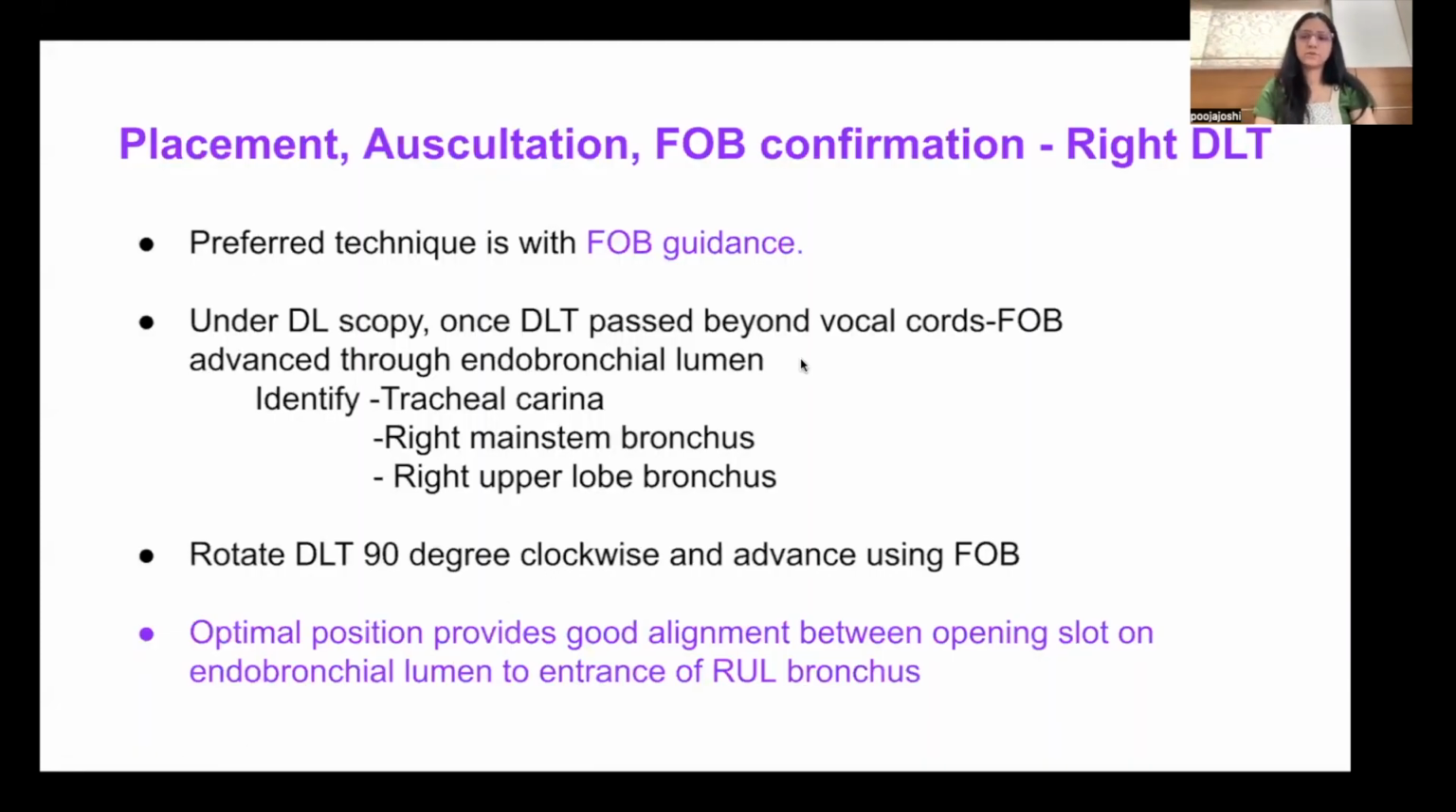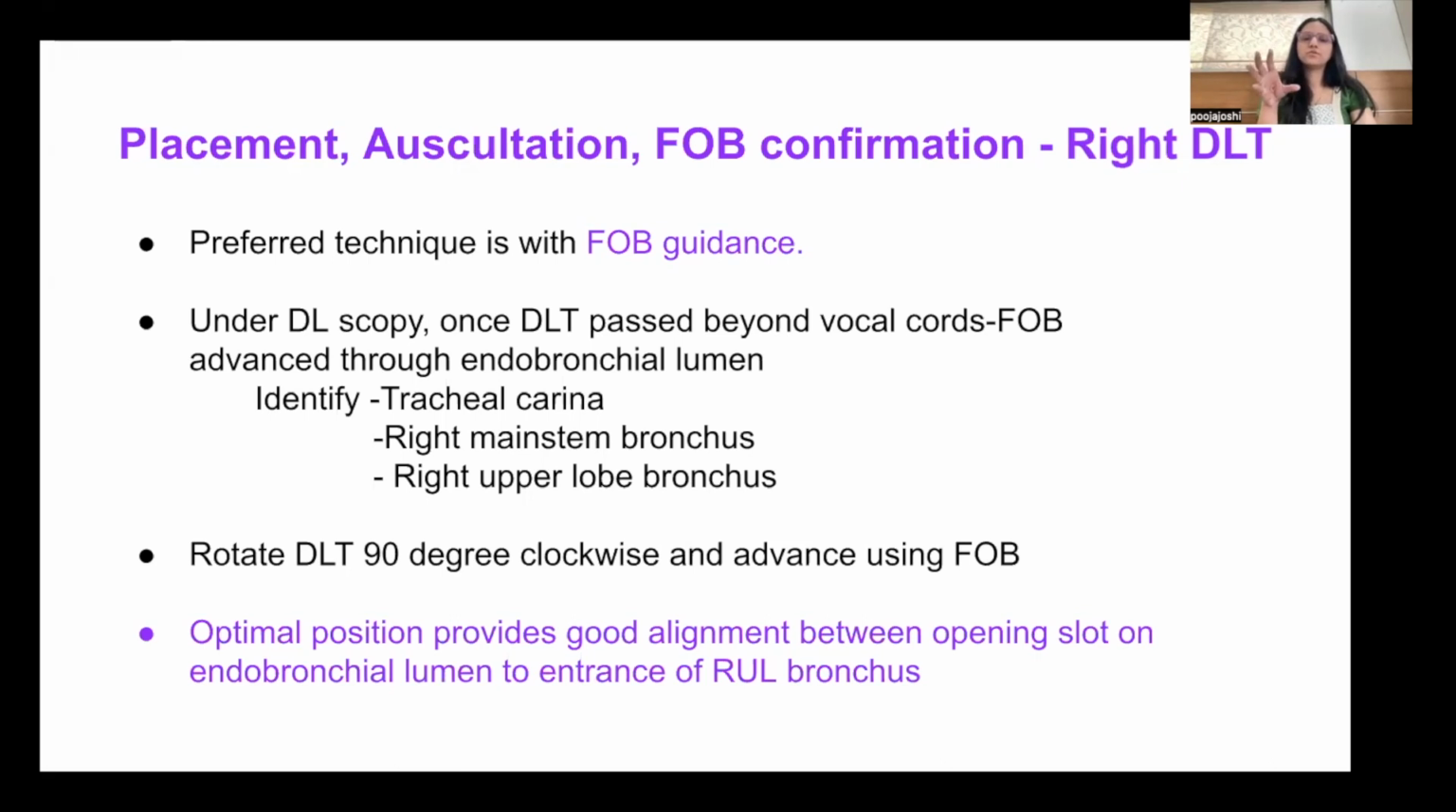Moving on to the placement of the right DLT, the preferred technique is with fiber optic bronchoscope guidance. Similarly, under direct laryngoscopy, once the DLT is passed beyond the vocal cords, you turn the DLT 90 degrees clockwise, and at the same time, you advance the fiber optic bronchoscope through the endobronchial lumen. You have to look for the tracheal carina, right mainstem bronchus, and right upper lobe bronchus.